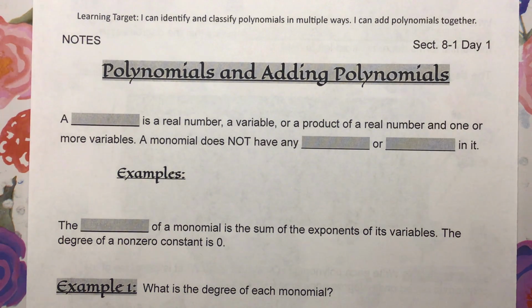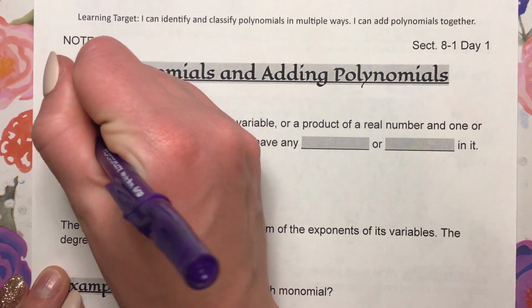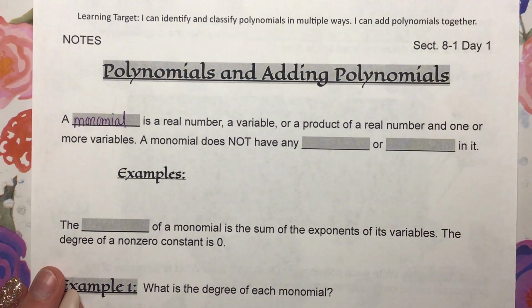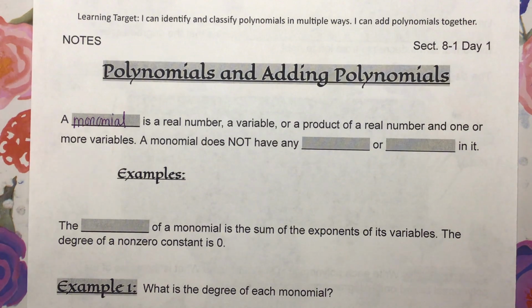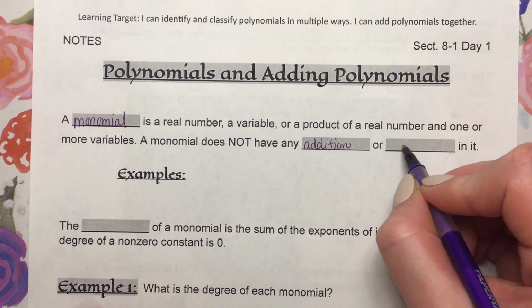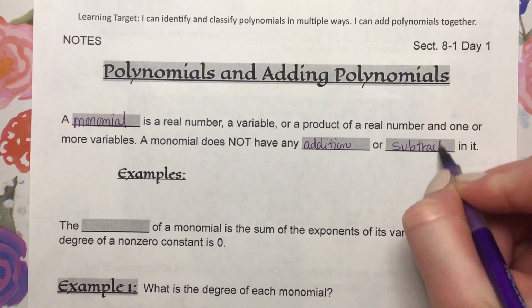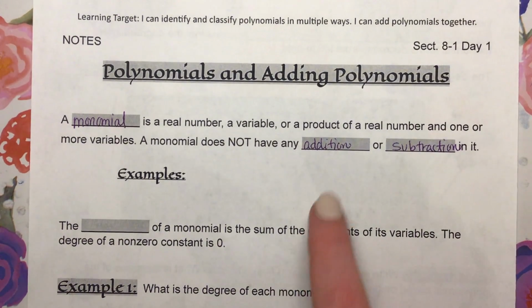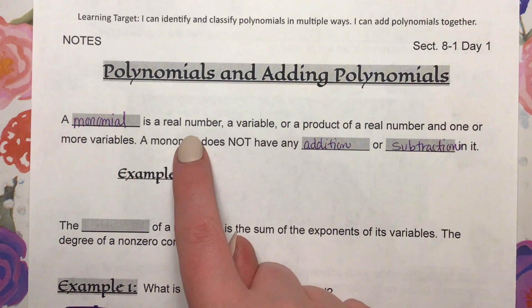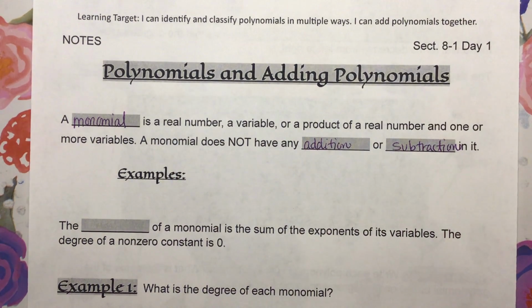So let's just jump in with some vocabulary because we've got some words that you might not be familiar with. So first of all, monomial. A monomial is a real number, a variable, or a product of a real number and one or more variables. So a monomial does not have any addition or subtraction. So you can have multiples, that's what product means, and you can have lots of variables and really any number. You just cannot have addition or subtraction in your monomial.